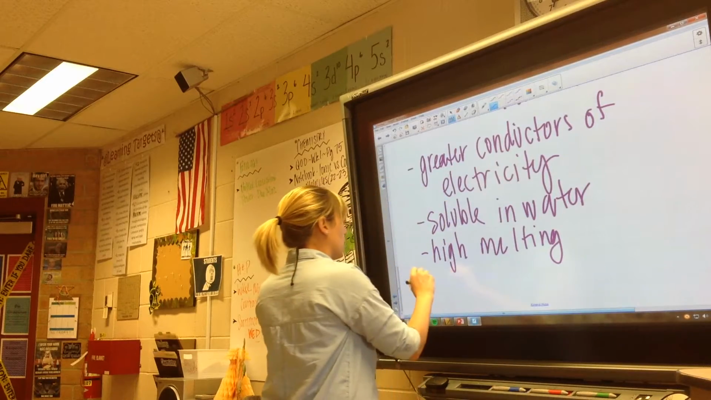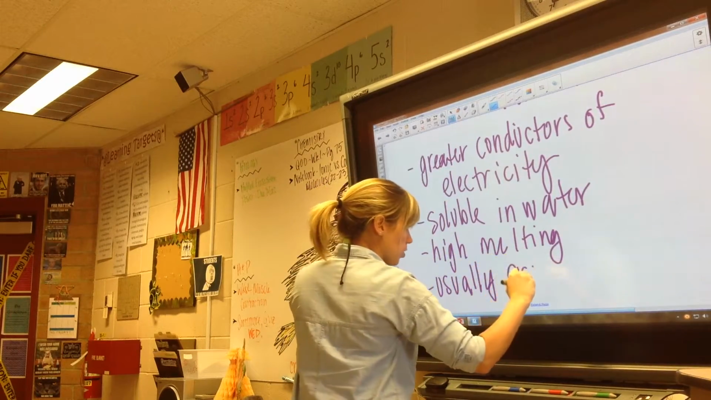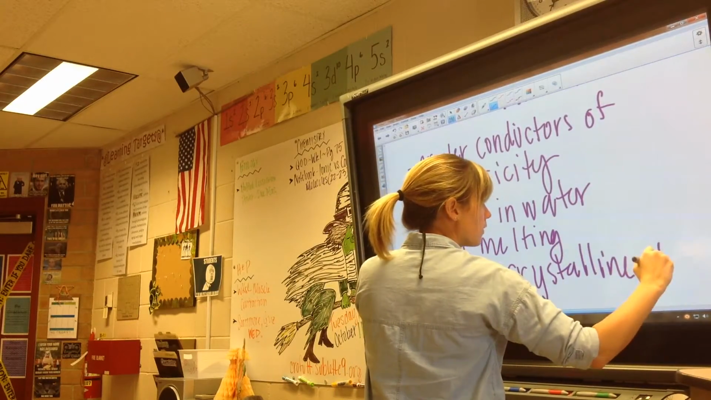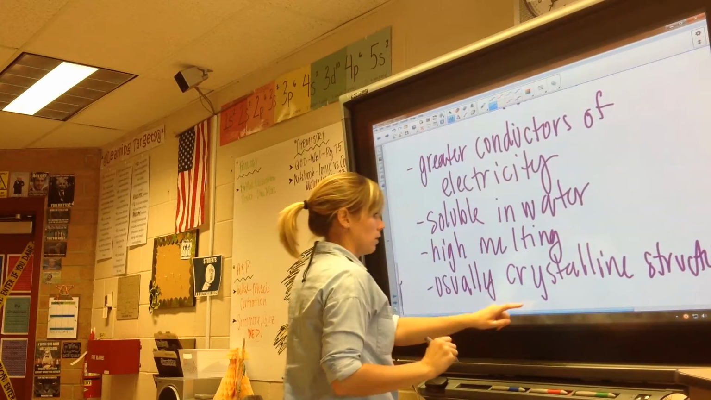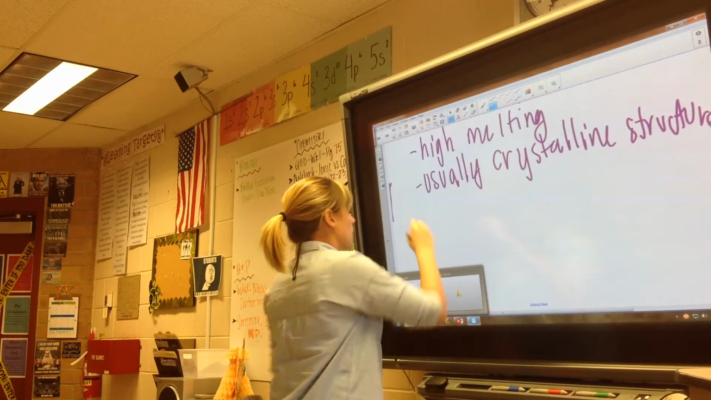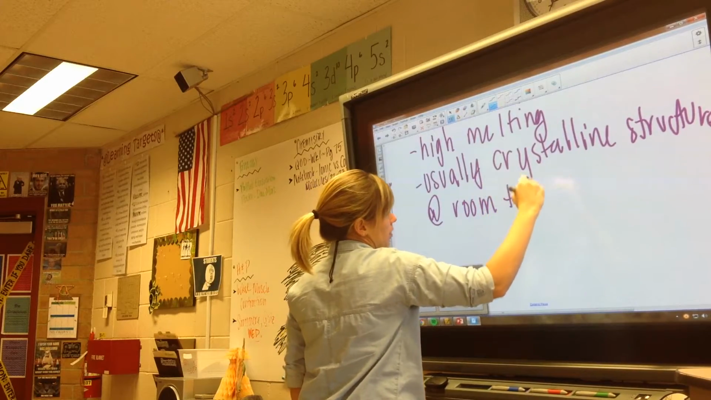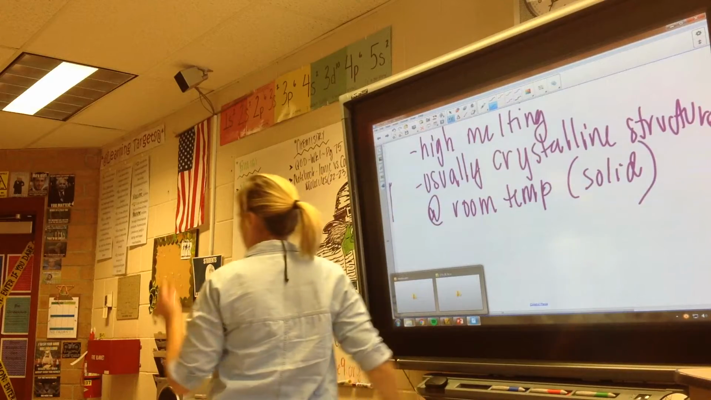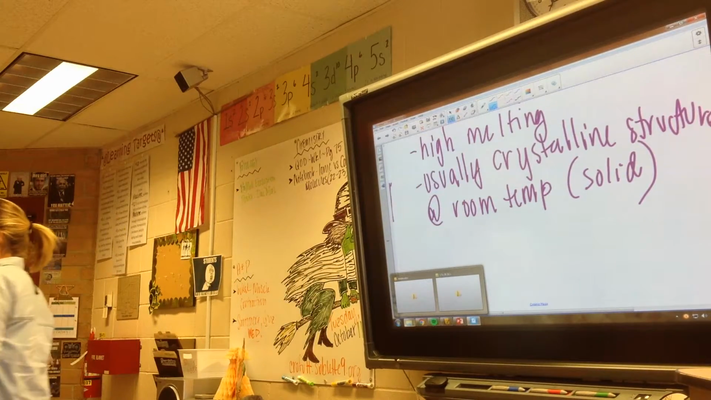And then last but not least, they're going to be usually a crystalline structure at room temperature, which is a solid. A crystal is a solid. So most, not all, but most ionic compounds, as long as we haven't thrown them in water, in their natural state, most ionic compounds are solid.